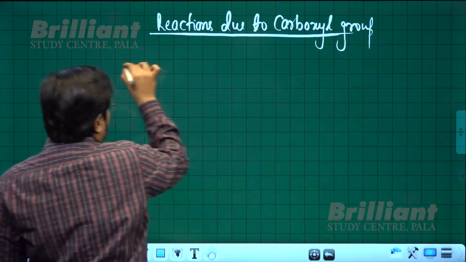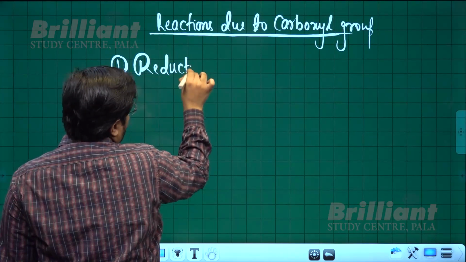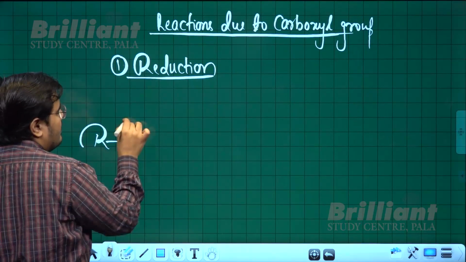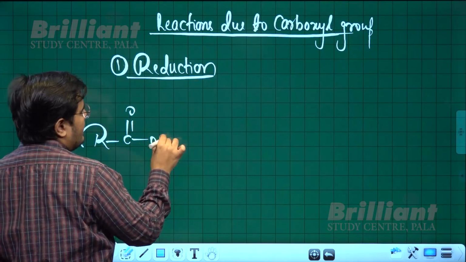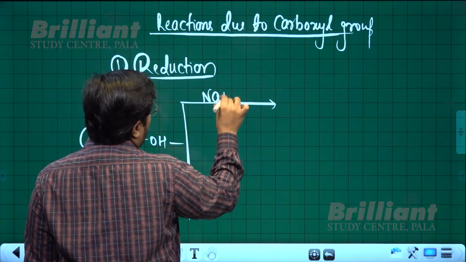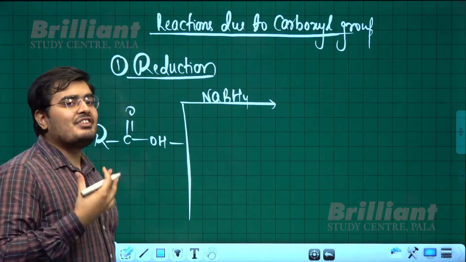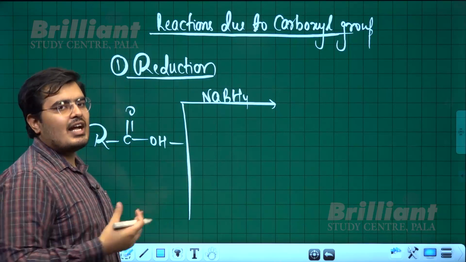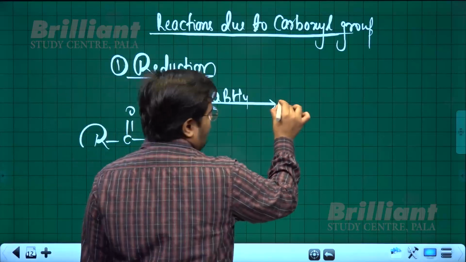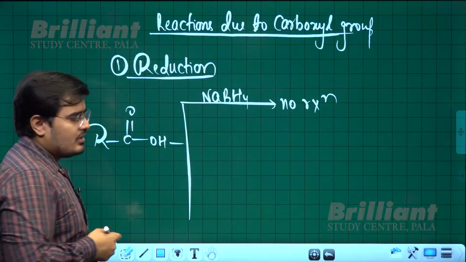And in this case the first reaction that will come will be the reduction reaction. Now if I have a carboxylic acid and I treat it with sodium borohydride, NaBH4, then sodium borohydride is a weak reducing agent which works mostly for aldehydes and ketones. So on carboxylic acid, NaBH4 is not going to have any effect, so no reaction.